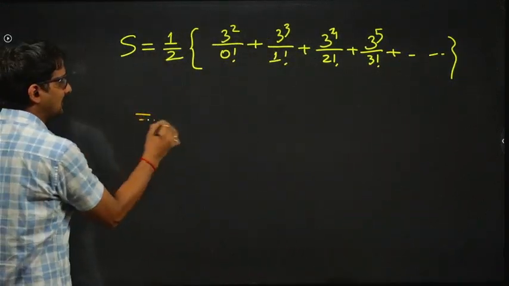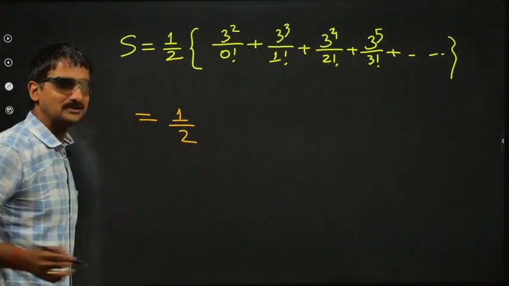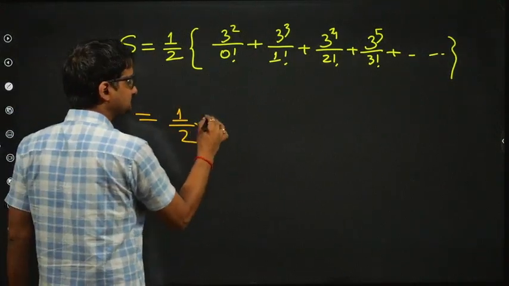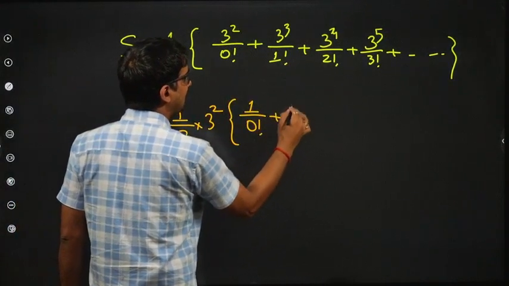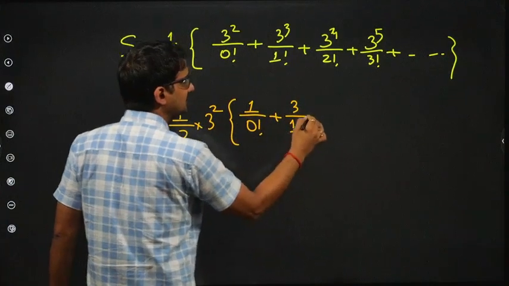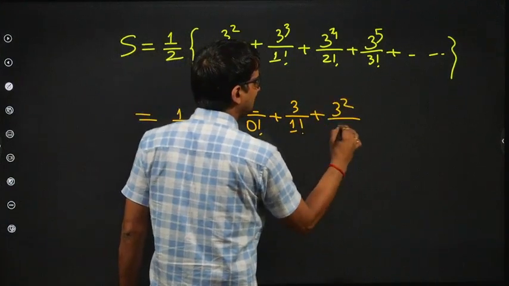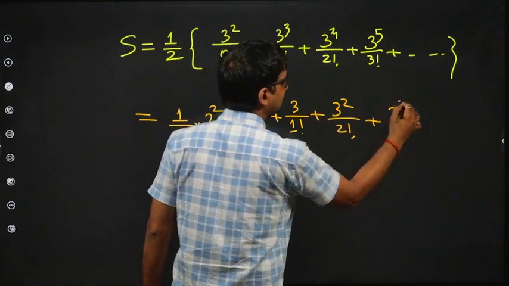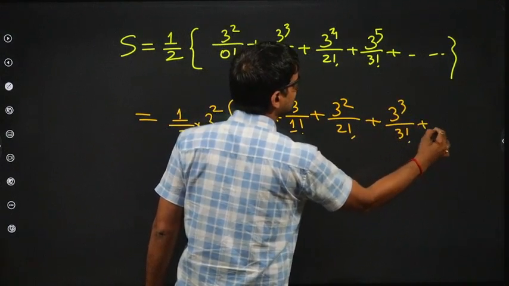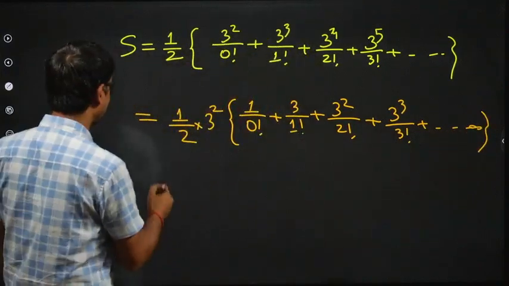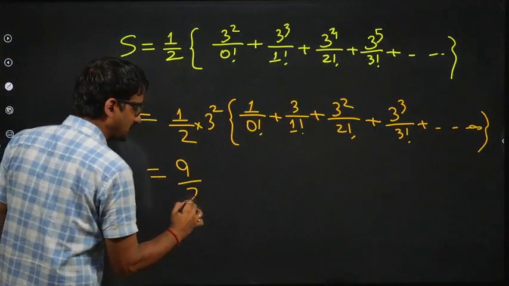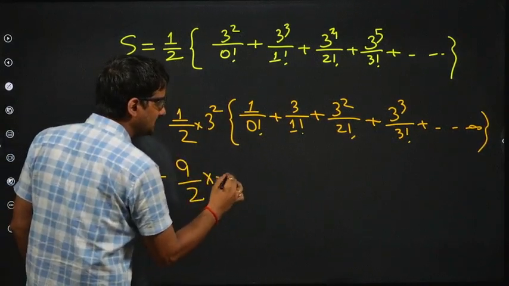Now where are we heading to? One more thing, let's take 3 square common. So we have 1 over 0 factorial, and so on. Now I think all of you can see what we are getting here directly. Which series is it? That's nothing but the exponential series. So this is 9 by 2 into e cube.